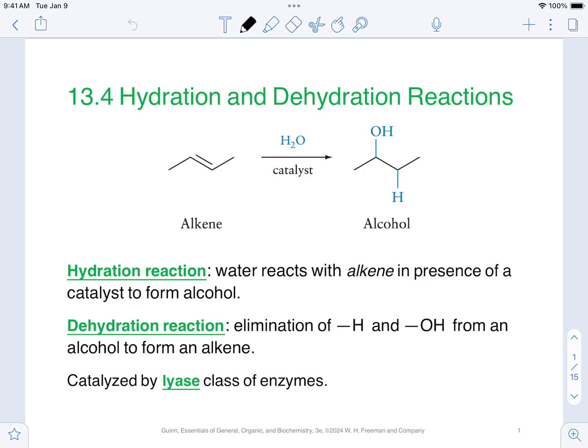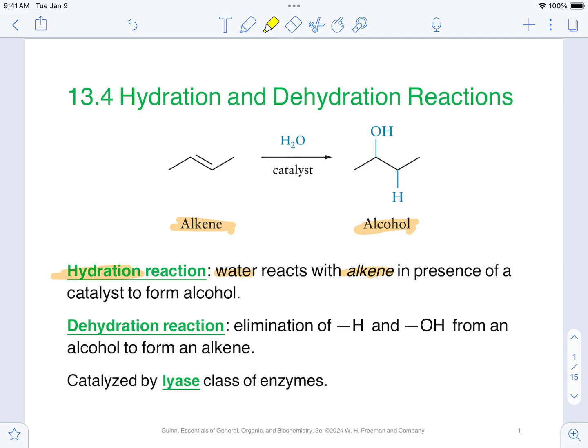This video is on hydration and dehydration reactions. I'm sure if you were ever outside when it's very hot out, people have said to you to stay hydrated. When we say to stay hydrated, we are saying to drink fluids or drink water. So a hydration reaction is when you are having water reacting with an alkene. Again, an alkene is a carbon double bond carbon group in the presence of a catalyst to form an alcohol. So hydration, we will have an alkene and we will form an alcohol.